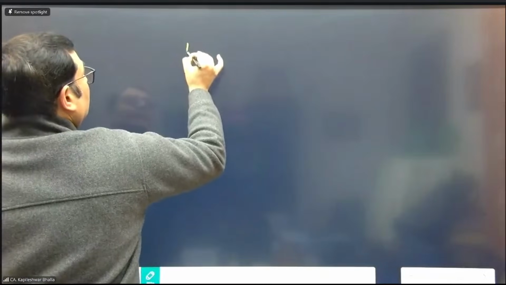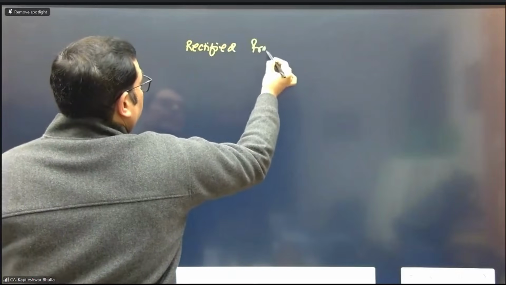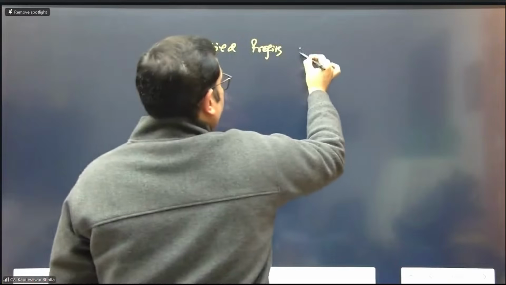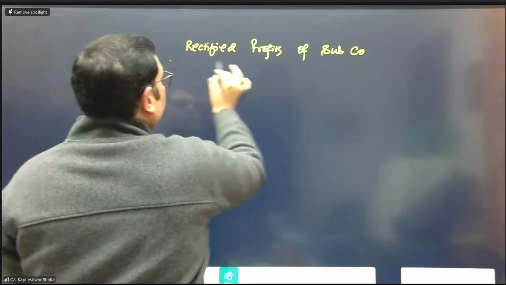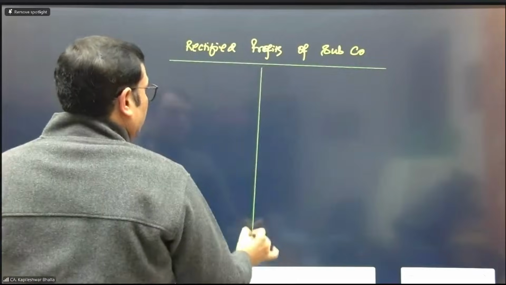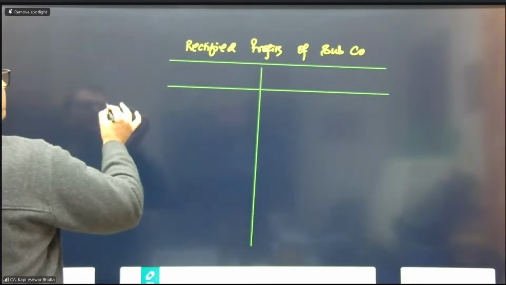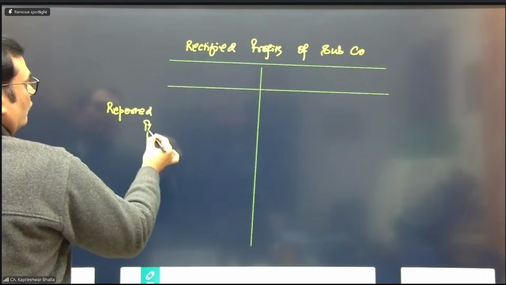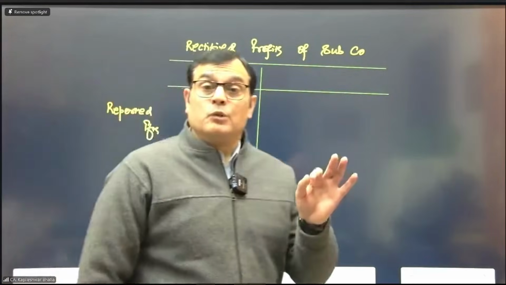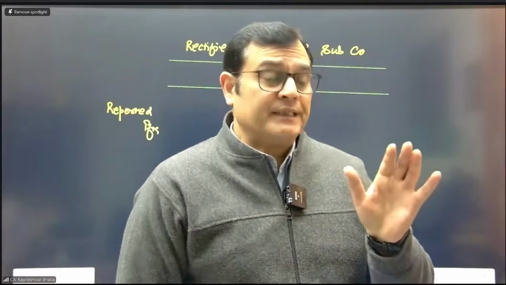Let's go further. I need to calculate the rectified profits of the subsidiary company in order to get the share of the NCI, and there are two companies. So first of all, we'll go for the reported profits of these companies, convert these reported profits into rectified profits, and then give the share to the NCI.